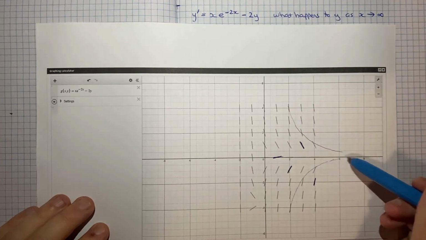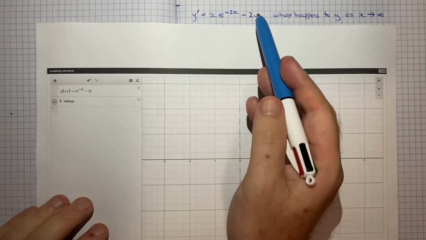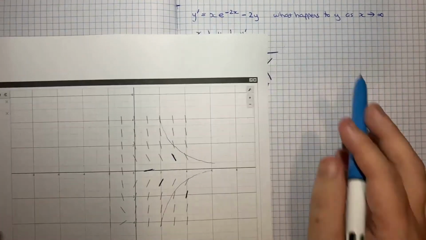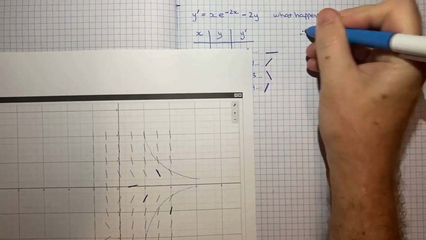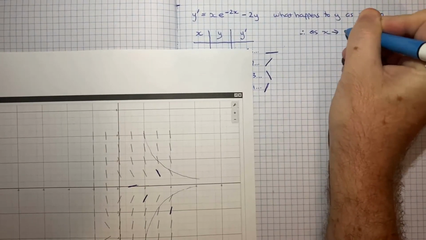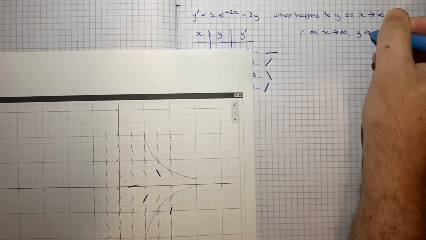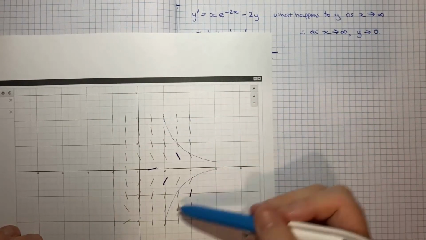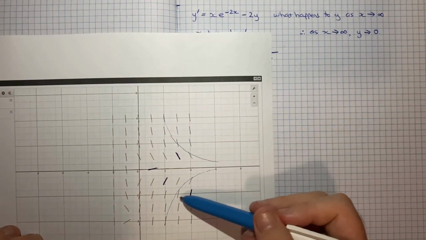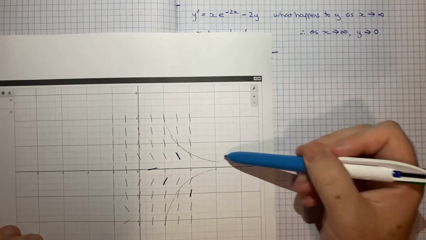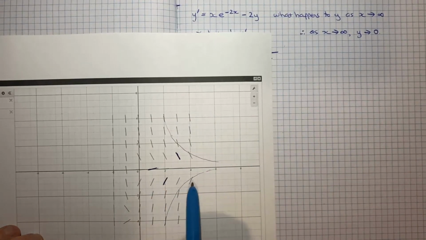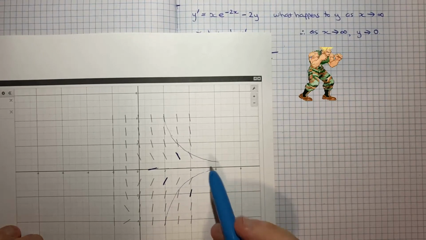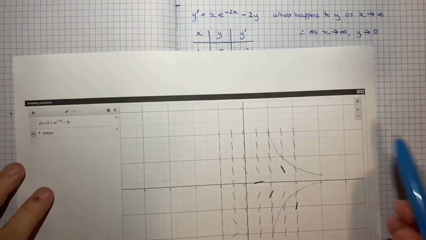So they may even hit 0, I'm not sure. We haven't actually solved this. But what we can definitely say is that as x goes to infinity, y is going towards 0, because we can see that from both directions, from both below and above the x-axis, that's what's happening. As the values of x get bigger, the tangents are flattening out towards 0. So that's how you would interpret that.